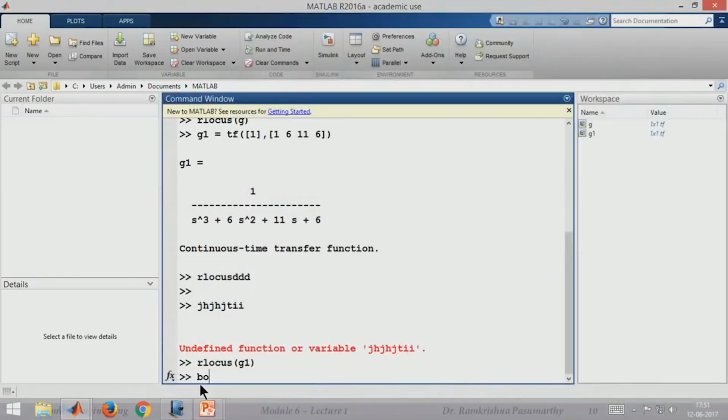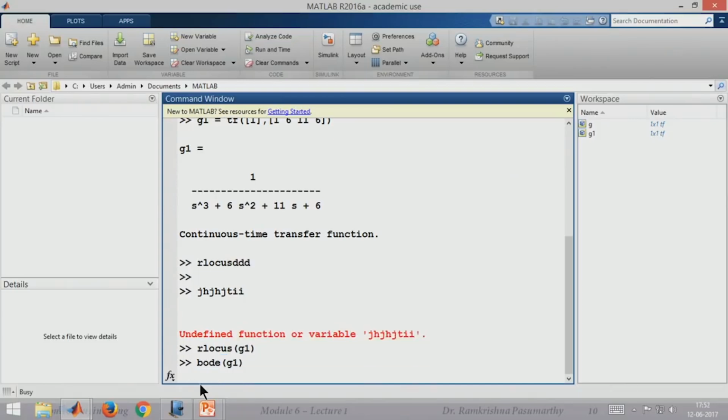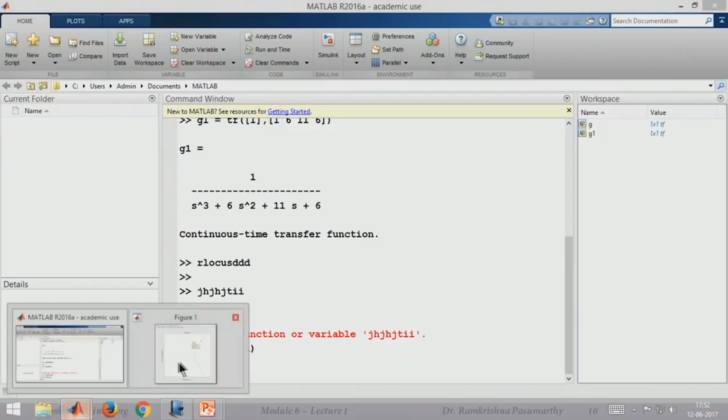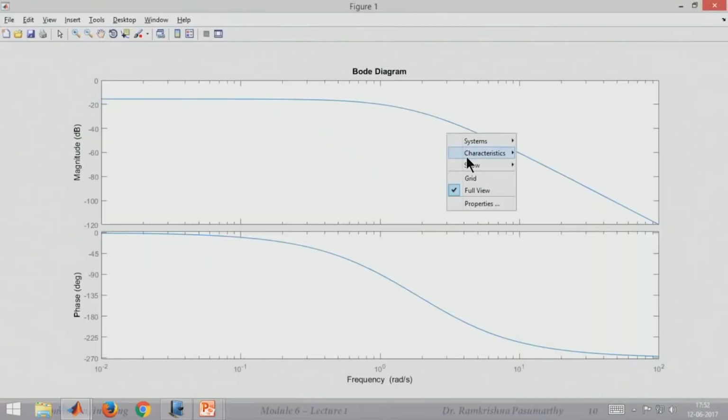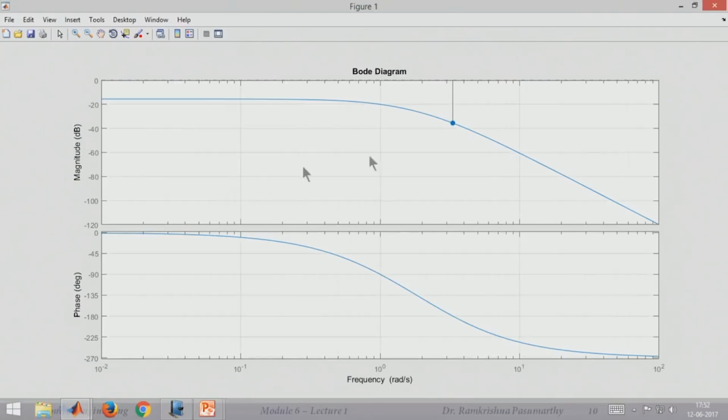Let me see what the Bode says, Bode of the same G1. This is how the Bode diagram looks, and if I ask the system to show all its stability margins on the grid, this is something nice. We have a gain margin of positive 35.6 dB, which is actually 20 log of 60. The phase margin does not exist, since it is stable for all phases.